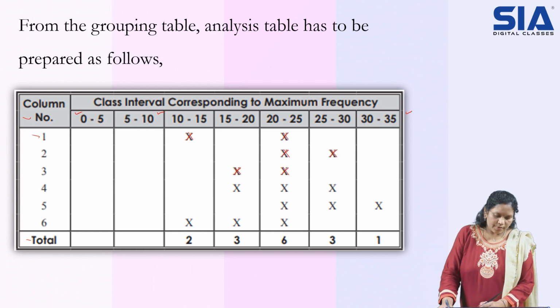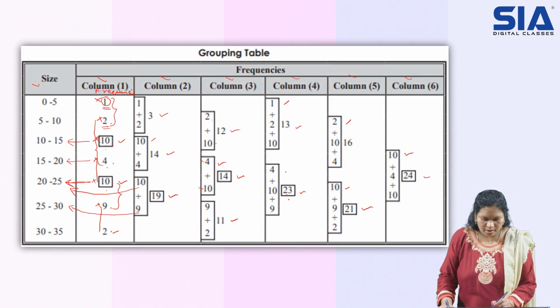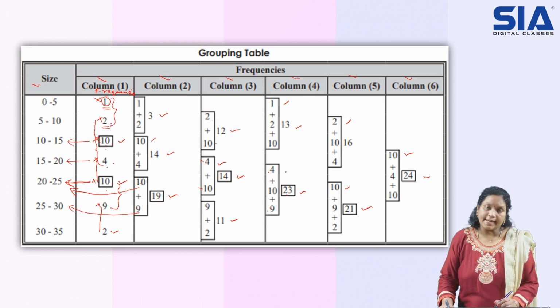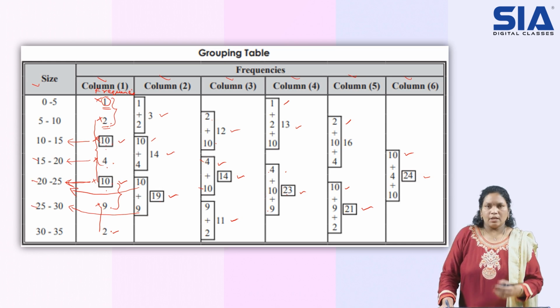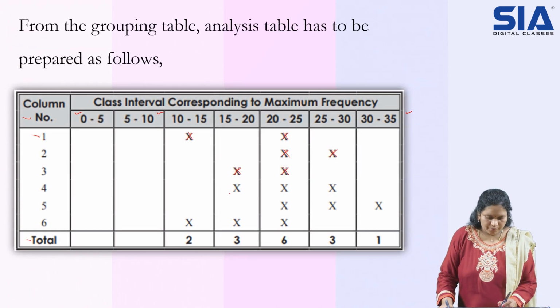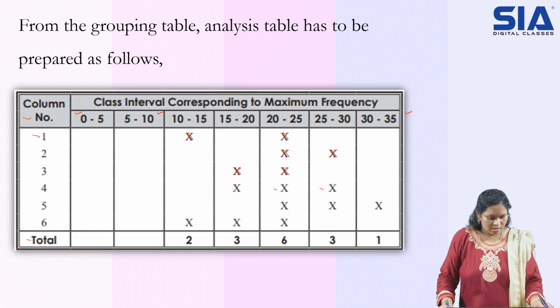Okay. Now let us go for the fourth column. So fourth column, which is the highest value we got? Fourth column 23 is the highest value we have. That value comes from 4, 10 and 9. So 4, 10, 9, its class intervals are 15 to 20, 20 to 25, 25 to 30. In all those places we have to make a cross mark. Let us check it out. See, 15 to 20, 20 to 25 and 25 to 30. I made a cross mark. Okay. So in this way we need to go on for the next two columns also.